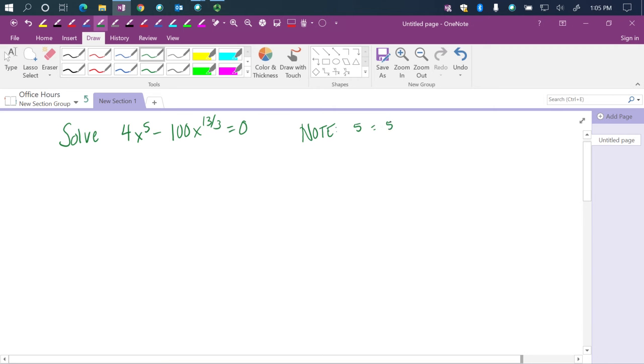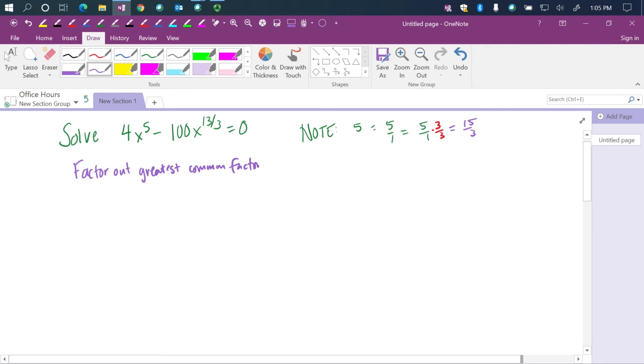5 can be written as 5 over 1, and you can try to find a common denominator. If you look at the other power here, it has a denominator of 3. So you can multiply the top and the bottom by 3. That way you're multiplying by a fancy number 1. So this is the same thing as 15 thirds. So we're going to factor out the greatest common factor, which we also call the GCF.